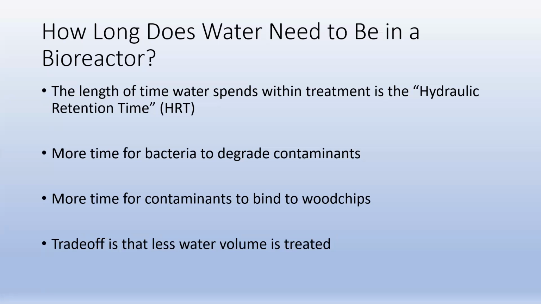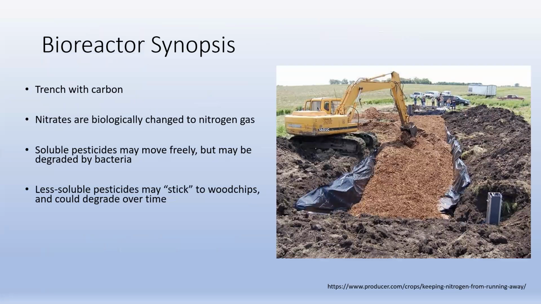So really, as a synopsis, what you're looking at in what's probably your first crash course in bioreactors is that, quite simply, it's a trench of carbon. It doesn't have to be wood chips, but wood chips are commonly used because they're available, they're cheap, they're easy to find. The nitrate is biologically changed to dinitrogen gas, right? So you're removing those nitrates by gassing them off and sending them up into the sky.